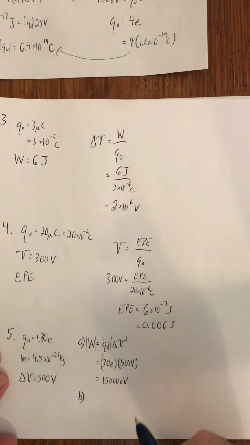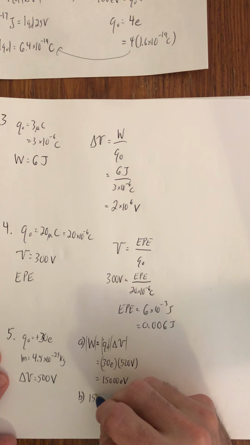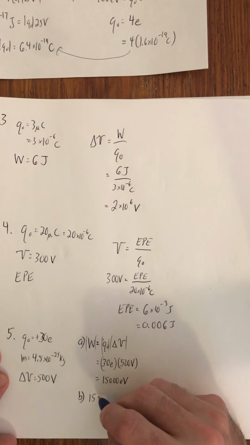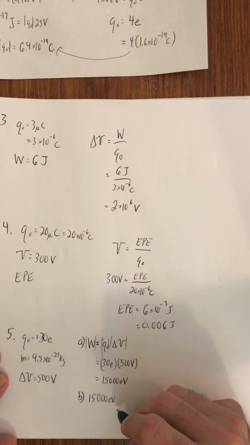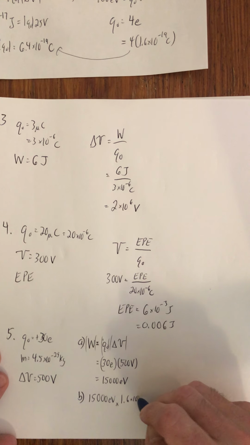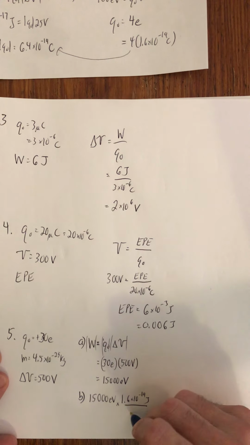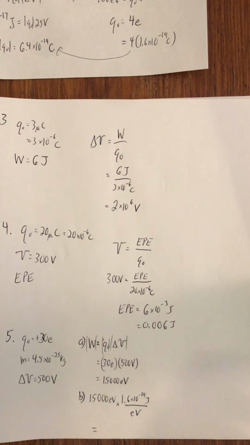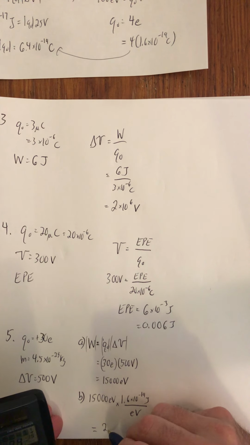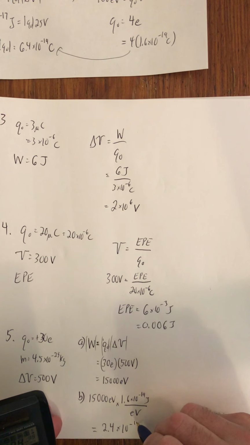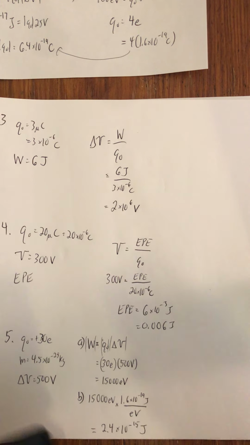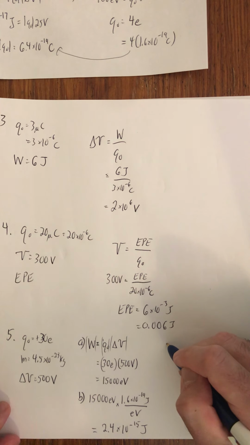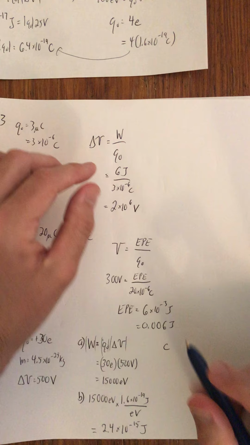Then B, what is that in joules? Well, we can just do the conversion, or I could plug that in, convert to coulombs. I'll just do the conversion this time. Times 1.6 times 10 to the negative 19th joules per electron volt. And that gives me 15,000 times 1.6 exponent negative 19, 2.5 times 10 to the negative 15th joules. All right, so now here we go. C, what's the final speed?